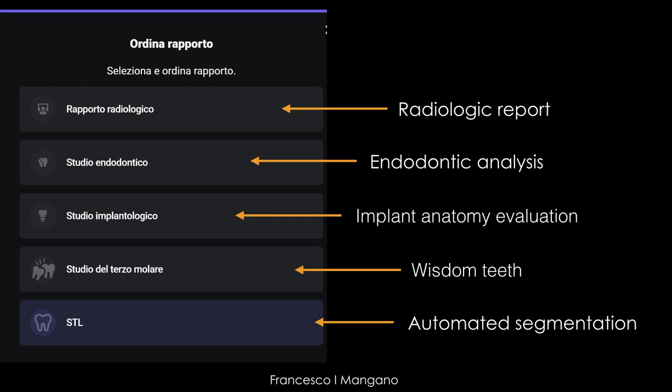So we have a radiologic report, full radiologic report, and we have an endodontic analysis, an implant anatomy evaluation. There's a specific mode for the wisdom teeth evaluation, for the surgery of the wisdom teeth, third molar. But another important tool, I think the second very important tool here in this software, is the automated segmentation. It is one of the coolest things here.